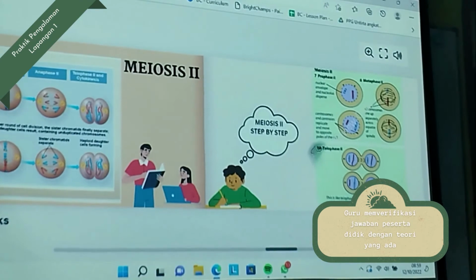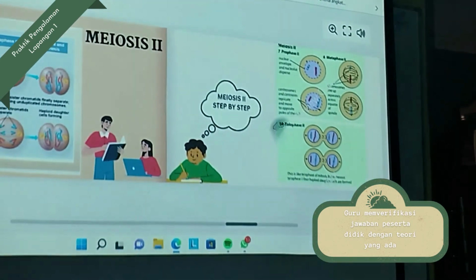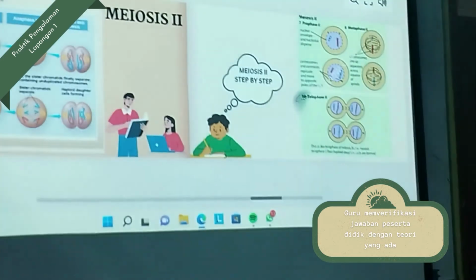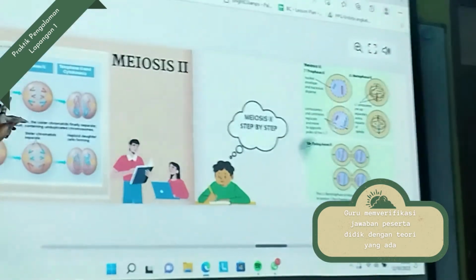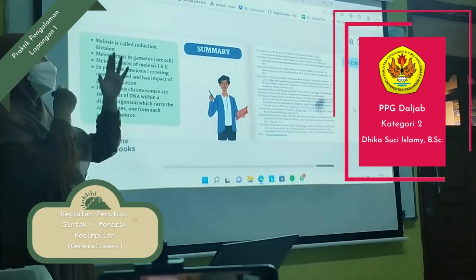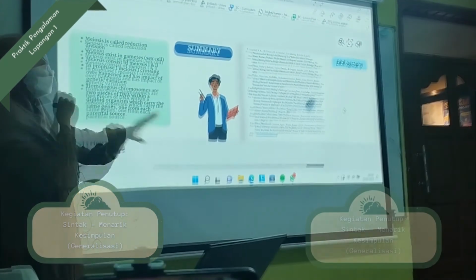If you look at the steps in mitosis and then meiosis, the first difference is that in meiosis there are homologous chromosomes. Second, crossing over also happens. Third, they produce 4 haploid cells. Meiosis is called reduction division because it produces half of the chromosomes. Meiosis exists in the gametes, or the sex cells.